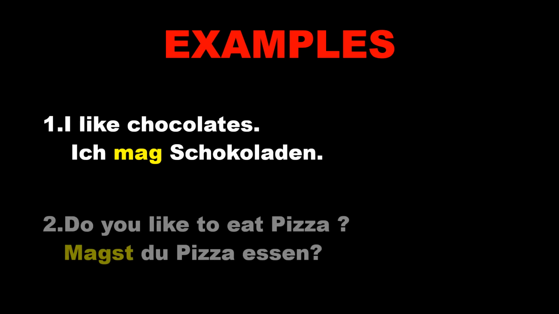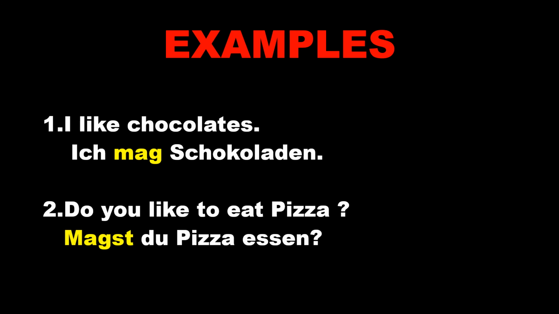Let's see one more example. Do you like to eat pizza? It's a question. So we have to take the modal verb, which is at the second position, to the first position. Magst du Pizza essen? You can also write magst du Pizza, which means you like to eat pizza or you like pizza. Both are the same sentence. So what we have done, we have taken the modal verb at the first position because it's a question. Then comes the subject, then the object, and at the end of the sentence, you put the main verb.